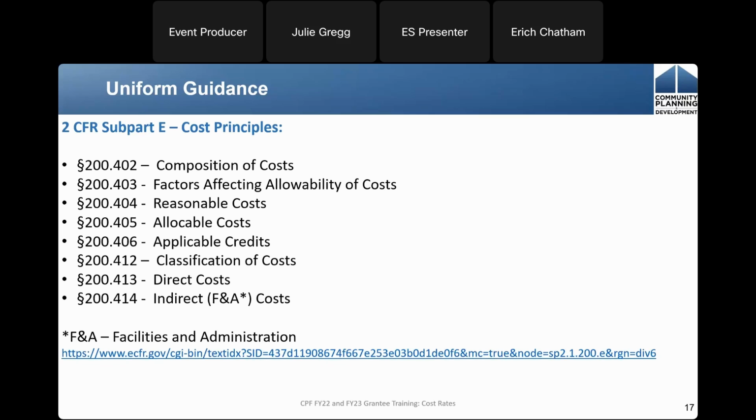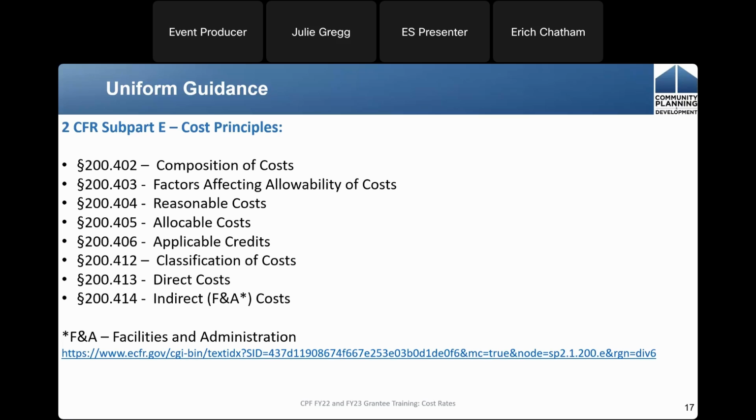Key components of the Uniform Guidance 2 CFR 200 Subpart E cost principles. We have provided links to 2 CFR 200. You can, of course, certainly Google each of these sections, but I encourage you and certainly your financial management team, your accounting team, to be very familiar with all of these principles. We won't go through each one of these in total detail, but we'll hit some highlights from each section.